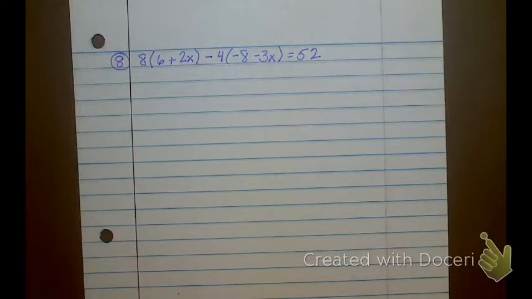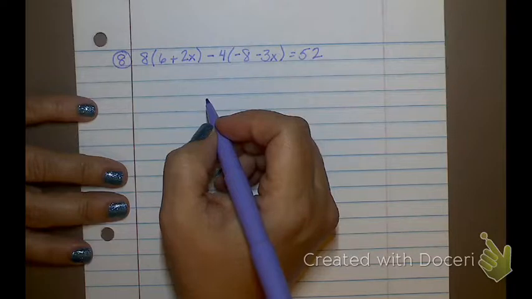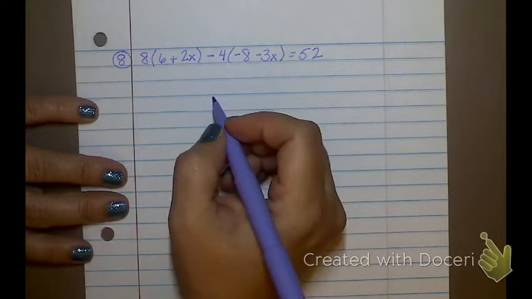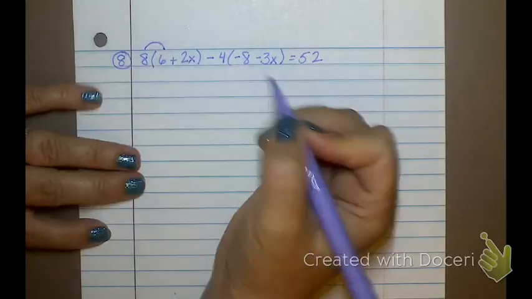So why is this one more difficult? Guys, I'm up here. Why is this one more difficult? Because there's 2 sets of parentheses, right? Does that really make it more difficult? No. All right, 8 times 6. What's 8 times 6?